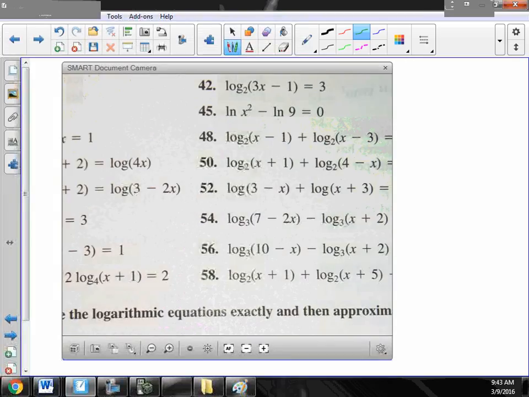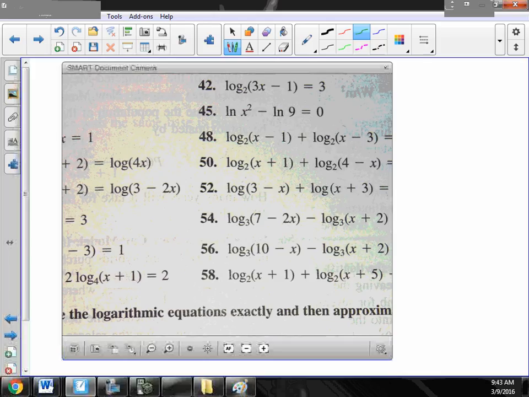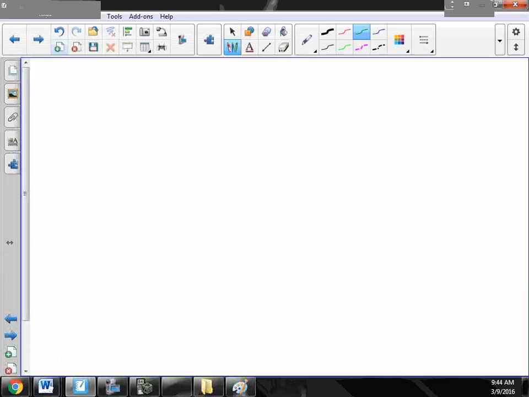Okay, so number 42. Log base 2 of the quantity 3x minus 1 equals 3. How would you solve this? Oh, good. How? 42. We're looking at 42. So maybe let me remind you of something.